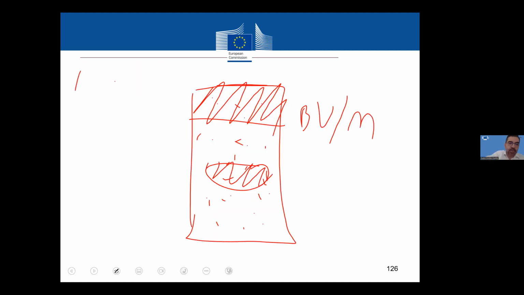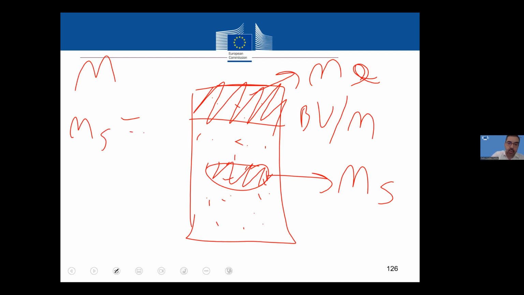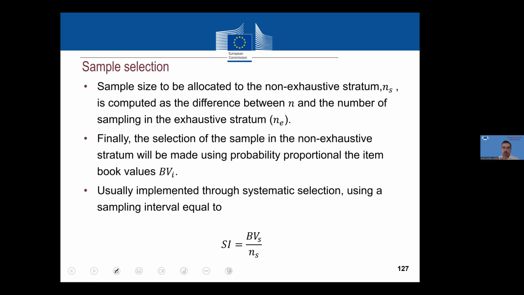So if you have a global sample size N, let me call this size here NE, which is the size of the exhaustive stratum, and this size of the sample NS. Okay, so the number of items that you are going to have available to audit in the sampling stratum is the planned sample size minus the number of items that by chance have fallen into the high value group. Okay, and you have now these two groups in the population, the exhaustive and the non-exhaustive group.